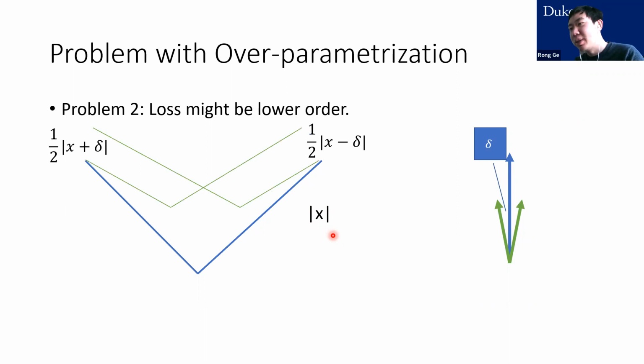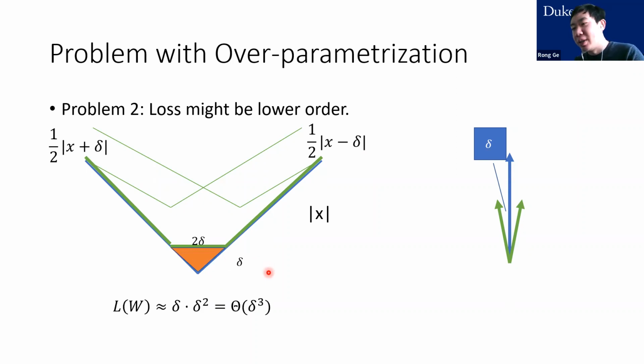We can do that using two functions. One is half of |x plus delta|, and one is half of |x minus delta|, both taking absolute values. Taking the sum of these two functions results in this green function that agrees with absolute value of x for all values of x that's bigger than delta in absolute value, and it only makes a mistake in this small region. So what is the loss that you would incur in this small region?